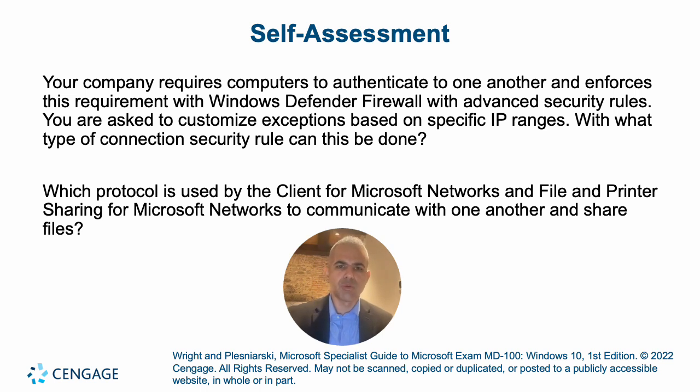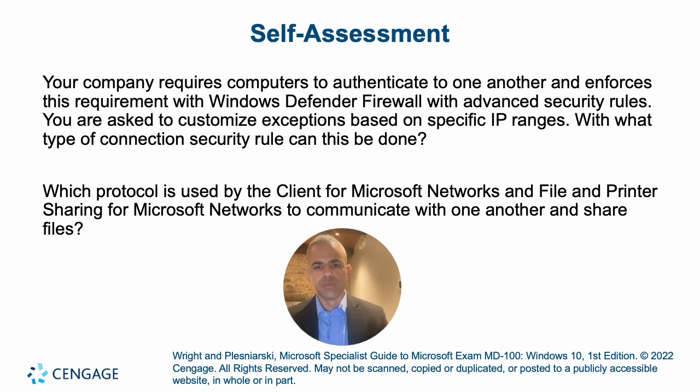And enforces this requirement with Windows Defender Firewall. We just went over advanced security rules. You're asked to customize exceptions based on specific IP ranges. With what type of connection security rule can this be done? So the key thing is you're asked to customize exceptions based on specific IP ranges. So that is alluding to the security rule that only allows connections between specific classes of IPs, right?